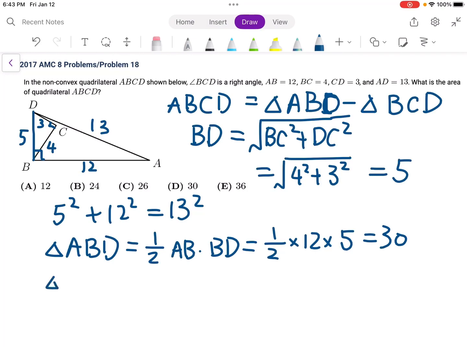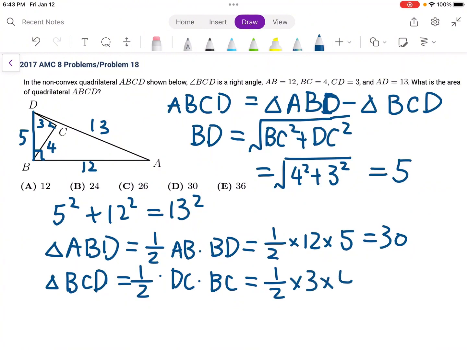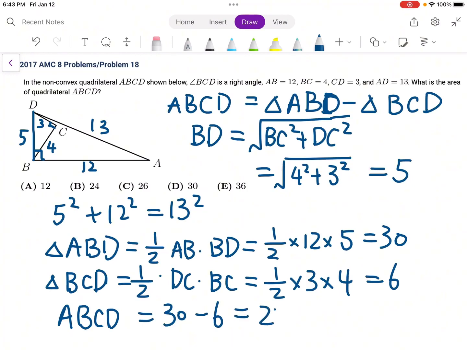And the area of triangle BCD equals 1/2 multiply DC multiply BC. That's 1/2 multiply 3 multiply 4. It equals 6. Therefore, ABCD's area equals 30 subtract 6 equals 24.